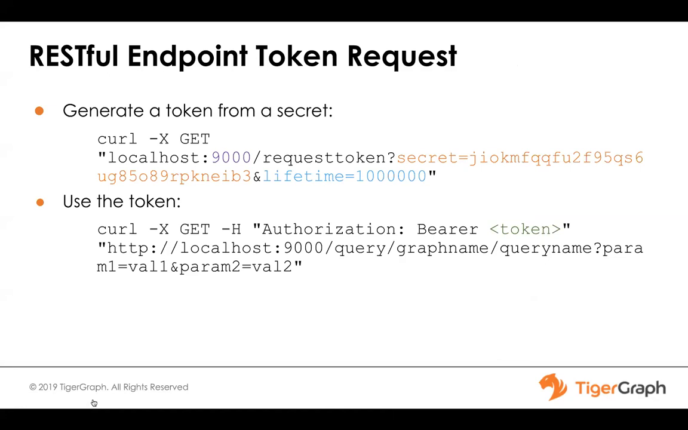The default is 1 month, approximately 2.6 million seconds. The second command is where you insert the token generated from the first command into the RESTful endpoints you already got from GraphStudio for a particular query. So this is pretty easy. Now you have the basic knowledge for how to generate the RESTful endpoint queries and also tokens. Are you ready for the live demo now?